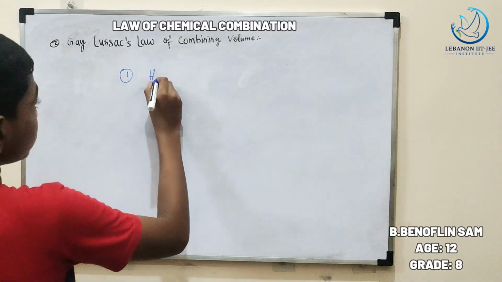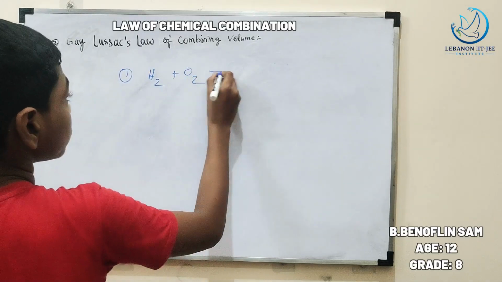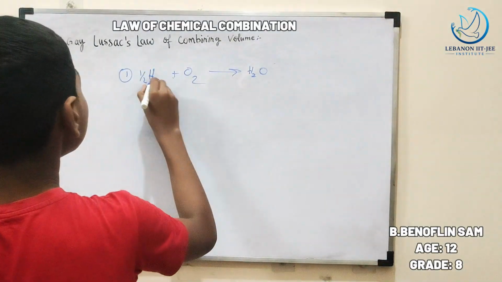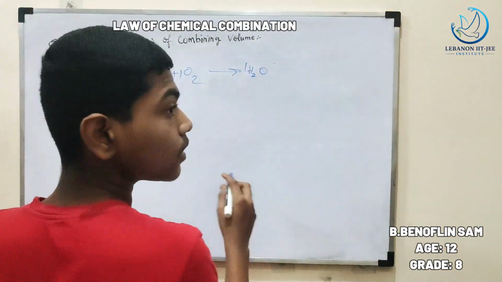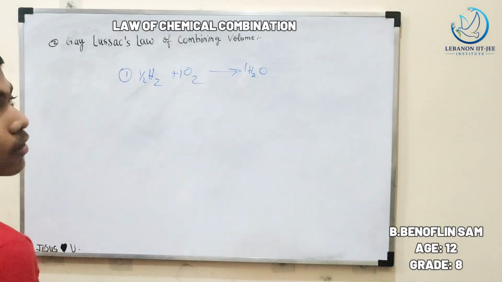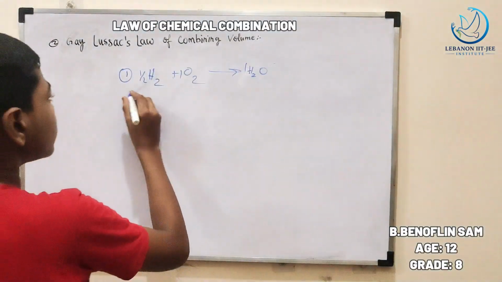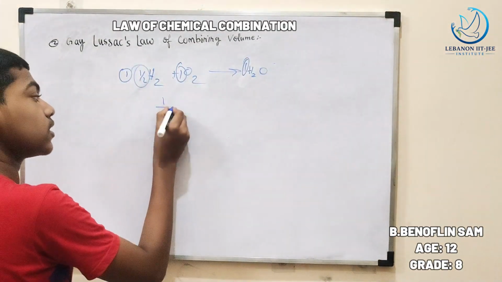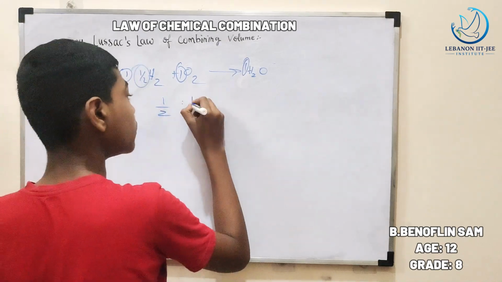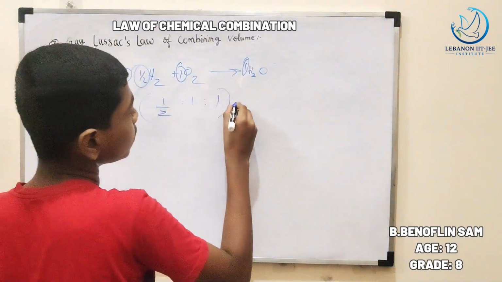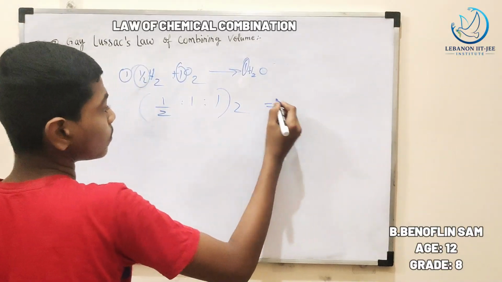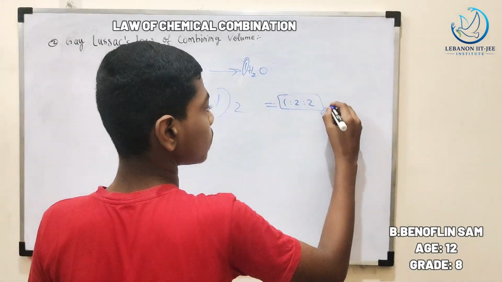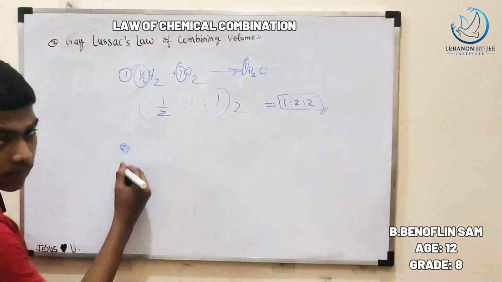Take this H2, this O2, and then you have to do this one, this one and this one. What this law means is that you have to take this into a ratio. This will be 1/2 is to 1 is to 1. If we multiply by 2, it will come like 1 is to 2 is to 2, because this is the simplest form. So, another one.